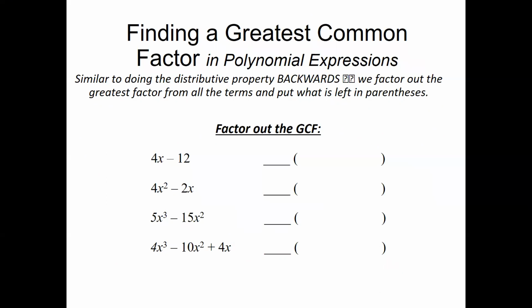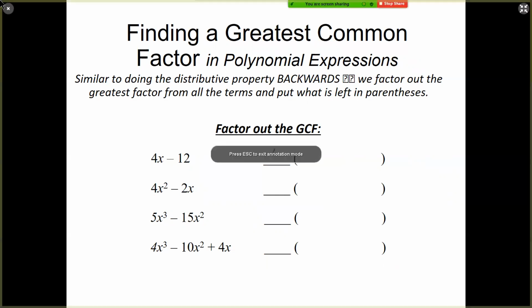What can I divide 4x and 12 by? 4. So 4 is the greatest common factor. So it's going to go out front of our parentheses. And then to get what goes inside our parentheses, we're just dividing both terms by 4. So if I take 4x and divide it by 4, I just get 1x. And if I take negative 12 divided by 4, I get negative 3.